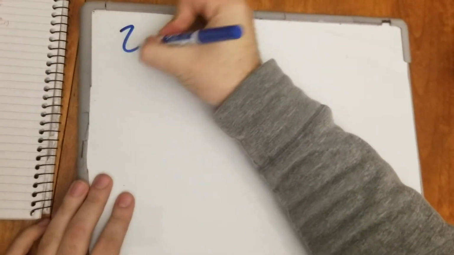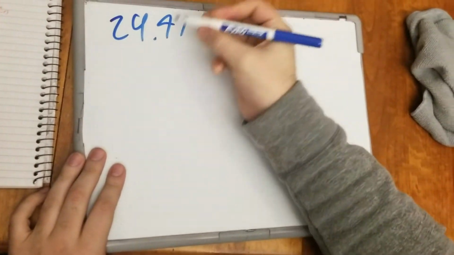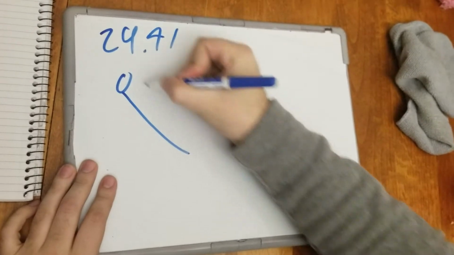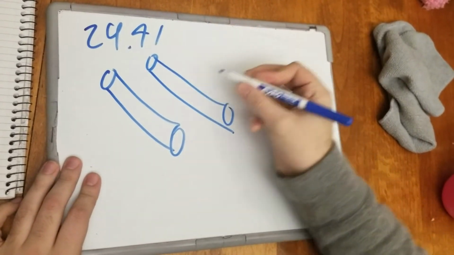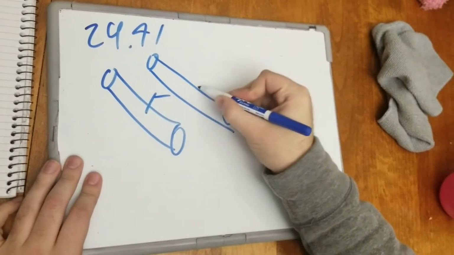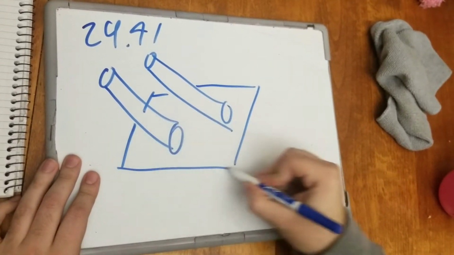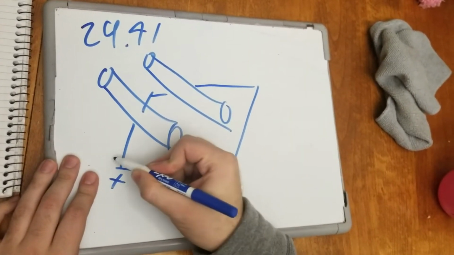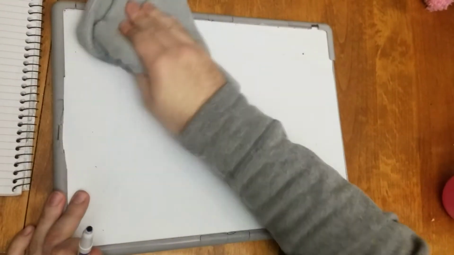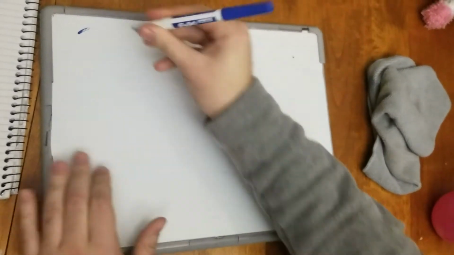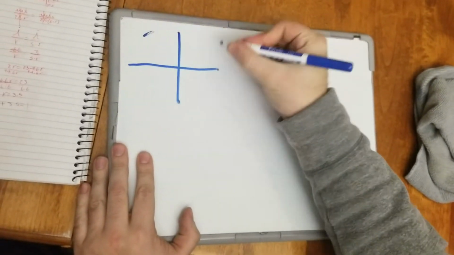All right, for 29.41, we have two wires intersecting the X and Y grid. Two-dimensionally, it'll look something like this.